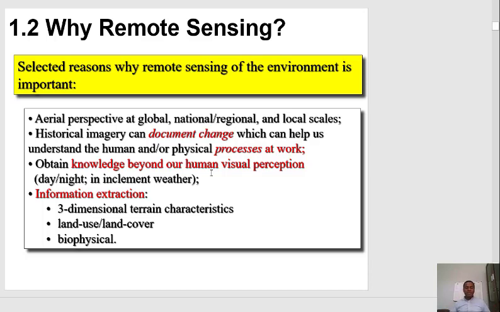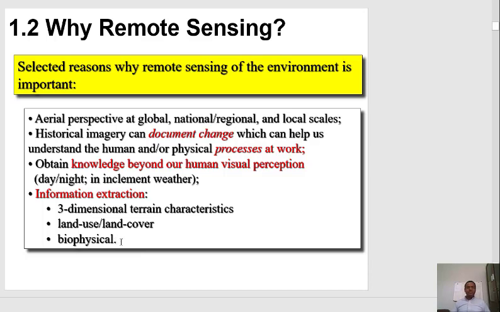Another piece of information that is useful to extract from remote sensing is land use, land cover. You have so many other biophysical parameters that can be extracted, such as leaf area index. And there are other biophysical as well as other parameters or information that can be extracted. So these are a couple of reasons why we study remote sensing.